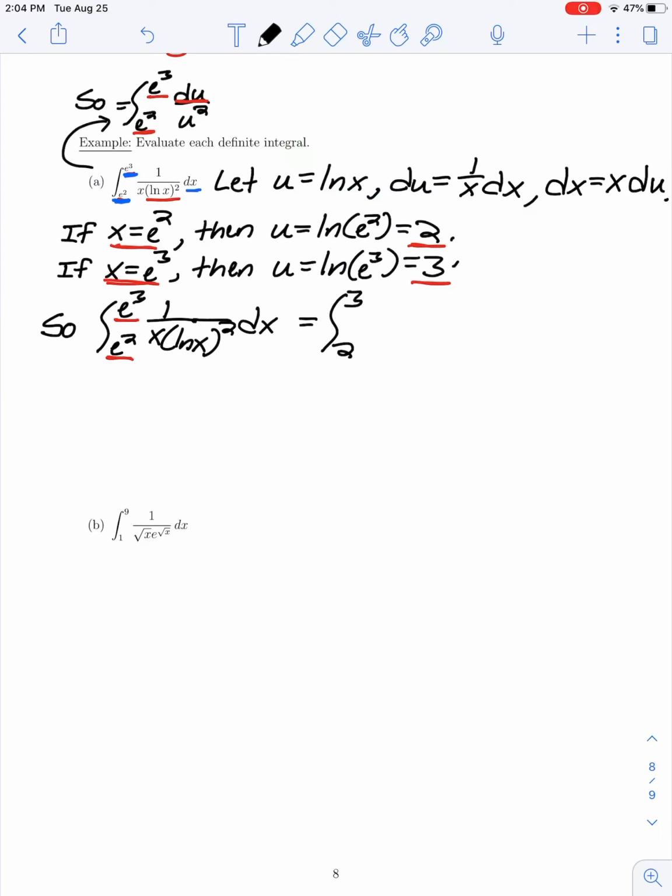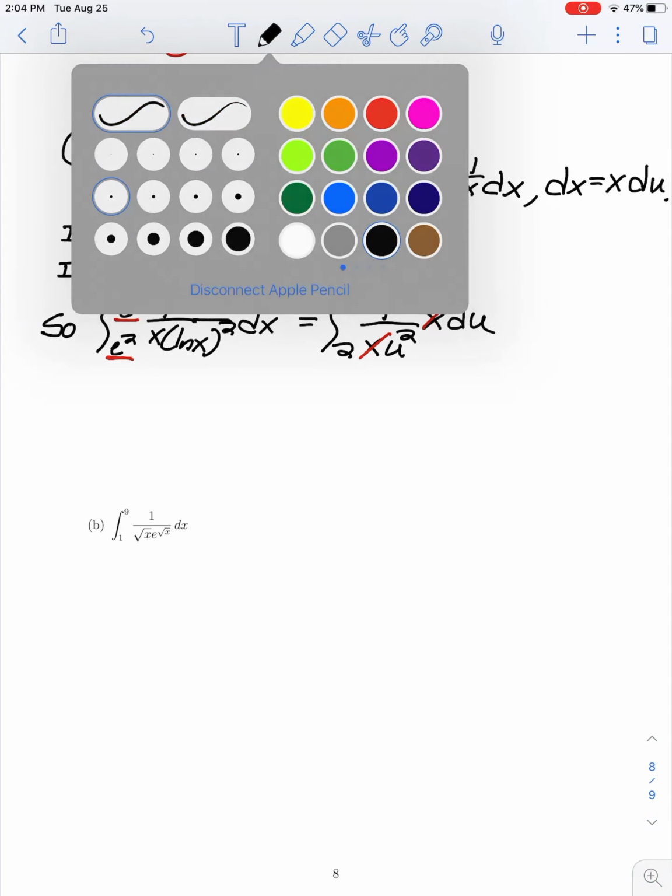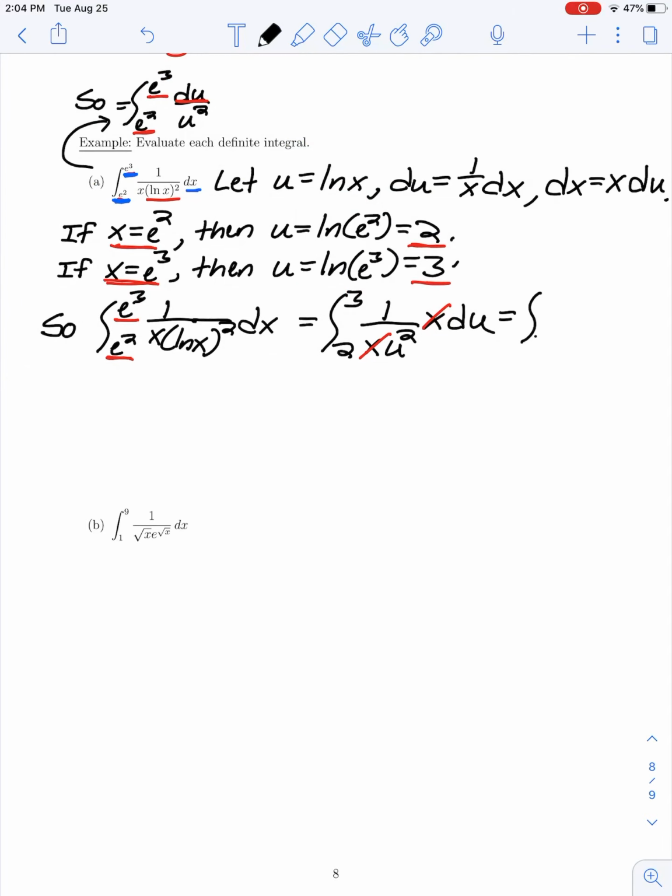And now we are left with 1 over x times u squared. And then dx, we said, was equal to x times du. So we see that our factor of x in the numerator and denominator cancels, and we're left with the integral from 2 to 3 of 1 over u squared du. So we now have a definite integral in terms of u that has the same value as the integral that we started with. And to evaluate this, using the fundamental theorem of calculus, we have to find an antiderivative of 1 over u squared.